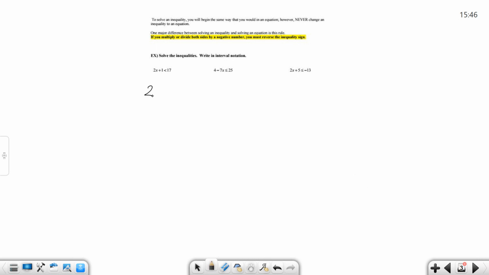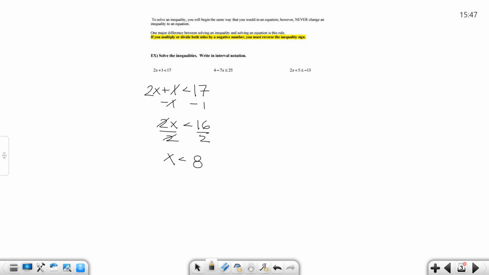Okay, so my first one, I'll make it a little bit bigger. It looks like this. Okay, so to solve that out, I'm going to move the 1. So I'm going to subtract 1 from both sides, and 2x would be less than 16. I'll divide both sides by 2, so I get x is less than 8.